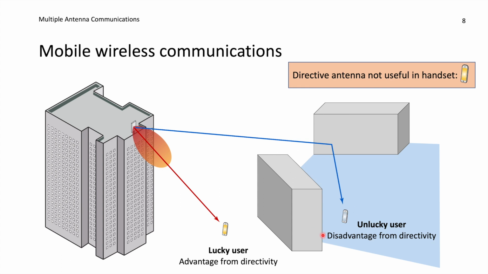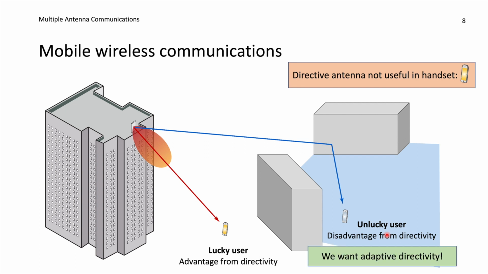So this user will have a disadvantage of directivity, because what directivity really means is that you take energy and instead of spreading it out in all directions, you focus in some directions towards the lucky users, and the unlucky users get less energy with the directive antenna.